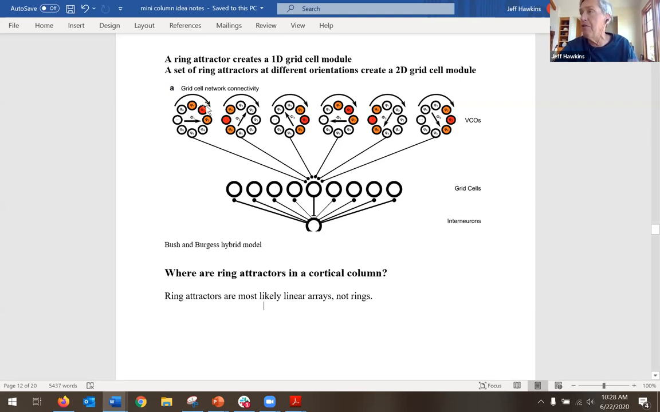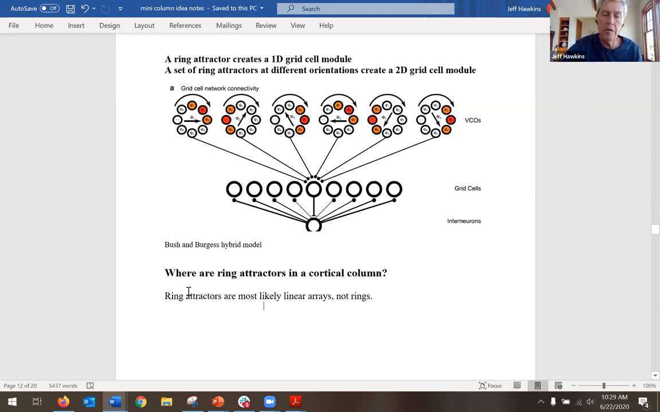Now you have to look at the physical structure of the cortex and say, well, where would this be? The first thing I want to point out is I don't think there are a bunch of cells in a ring. The cortex doesn't look like that. In some very simple animals, like insects, there are some ring-like cell structures, but nothing like this in the cortex. My first assumption is that these are not in a ring, that they're actually a linear array of cells, and that the phase progression is moving along in a linear direction.